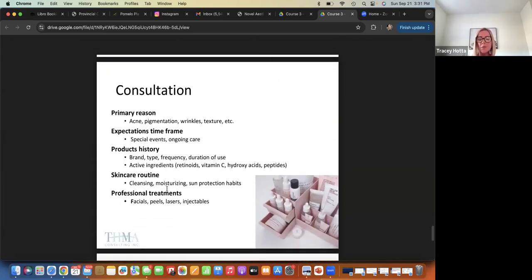Consultation. What is the primary reason why they're there? What is their main goal when we are talking about skin quality treatments? Is it acne? Is it hyperpigmentation? Is it wrinkles? Is it textures?